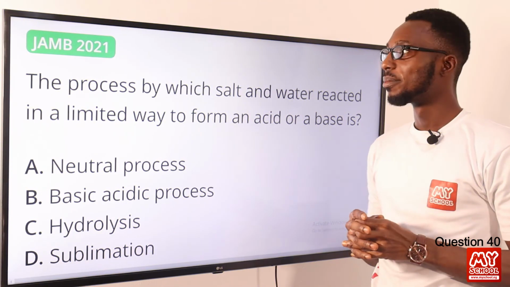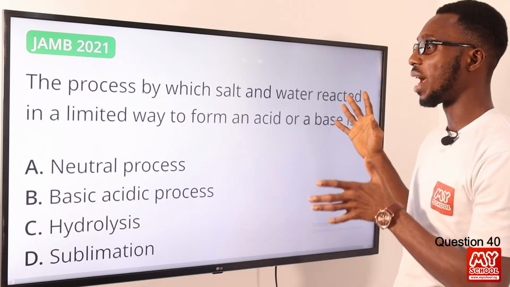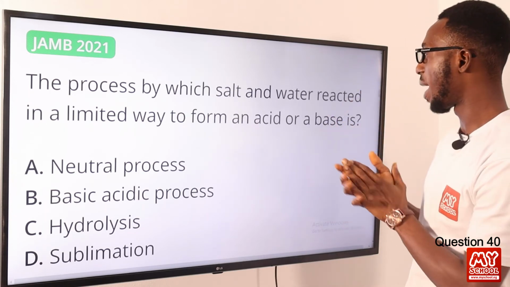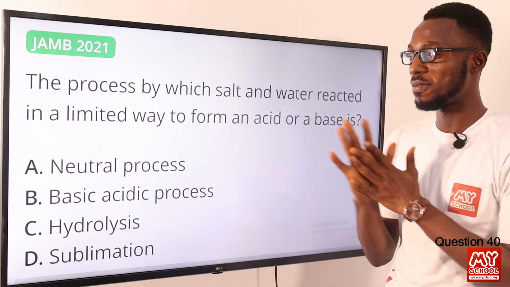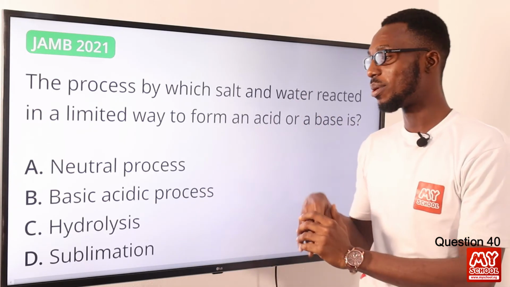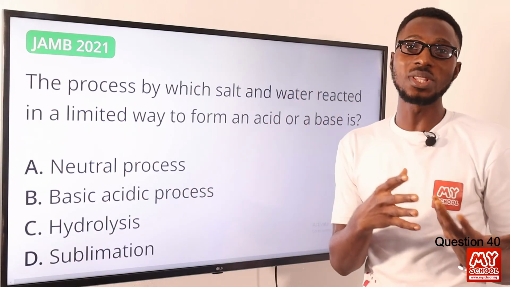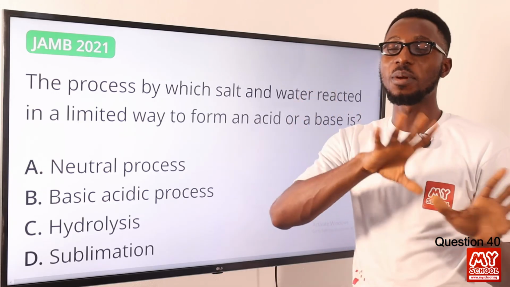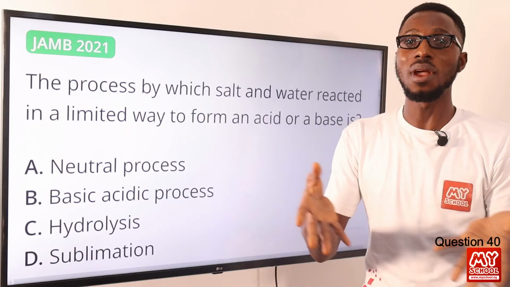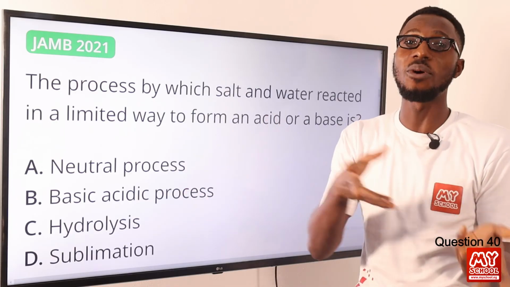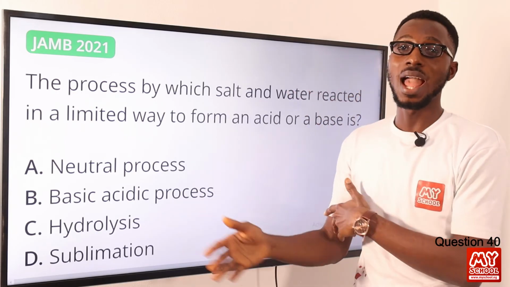Question 40. The process by which salt and water react in a limited way to form an acid or a base is what? This is referring to the concept of salt hydrolysis, or hydrolysis of salts. In this concept, you're looking at a reaction between water and salt, like your normal salt such as sodium chloride, to give you either an acidic or a basic, or alkaline, solution. So that is the setup of salt hydrolysis.